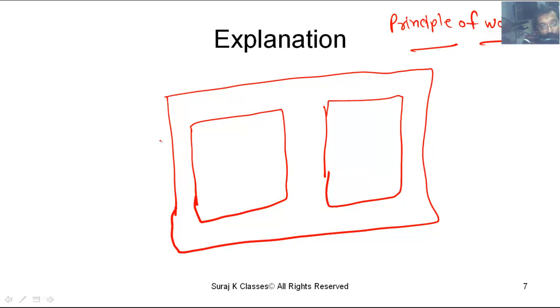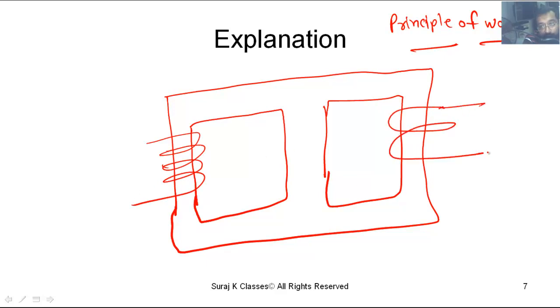Now let's suppose this is the primary of the transformer, okay, and this is the secondary. I will also show you why the number of turns in the primary are more than the number of turns in the secondary. The current flowing through this is I1, and this is I2. The voltage that is applied here is V1, and the voltage here is V2.